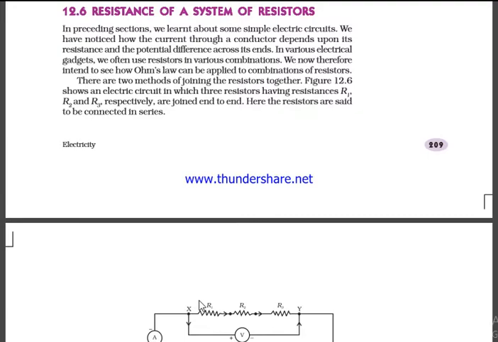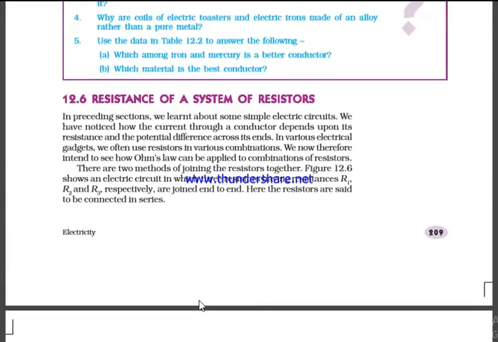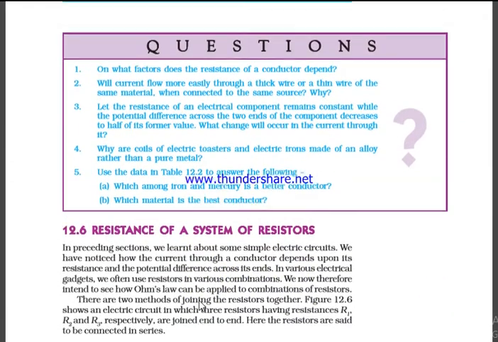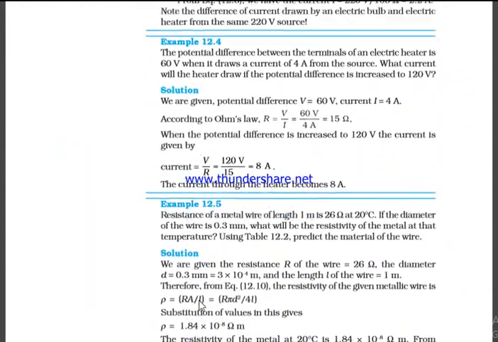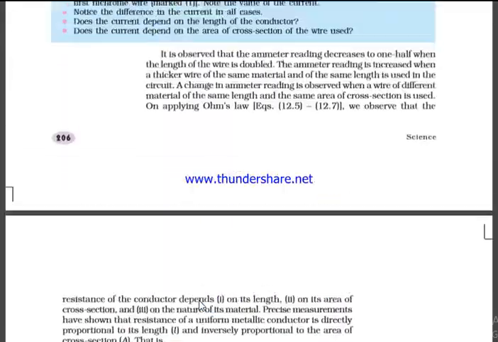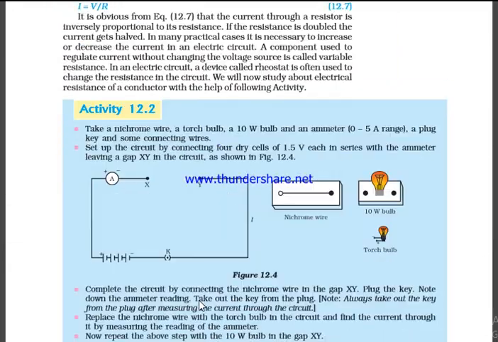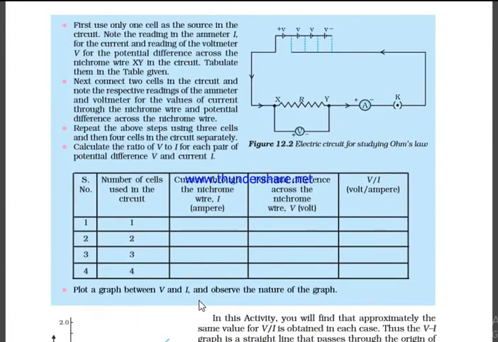While verifying Ohm's law, we used a simple electric circuit consisting of only a single resistor. You can see in this diagram, we used only one resistor. This is the symbol for a resistor, and here we connected the voltmeter in parallel in the gap XY, and the ammeter we connected in series. So this was a simple electric circuit.